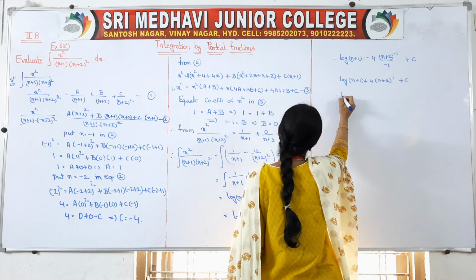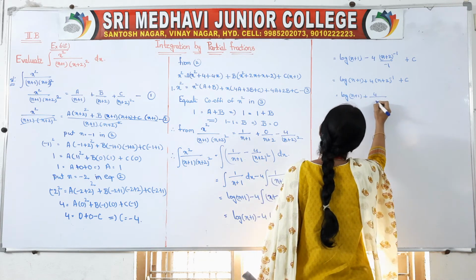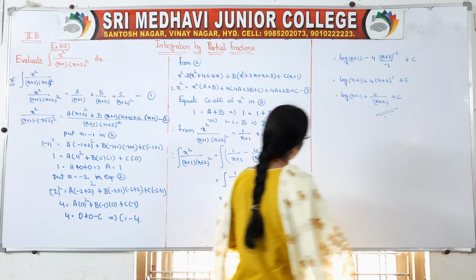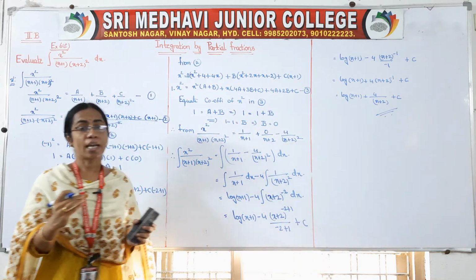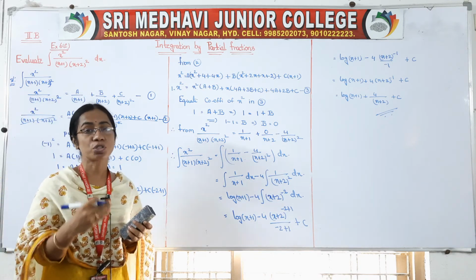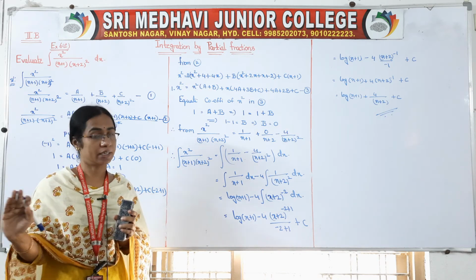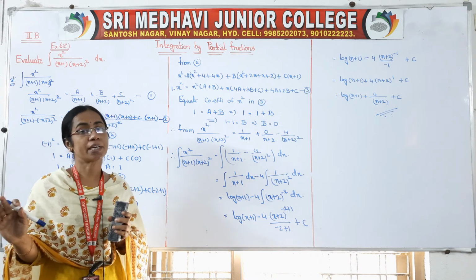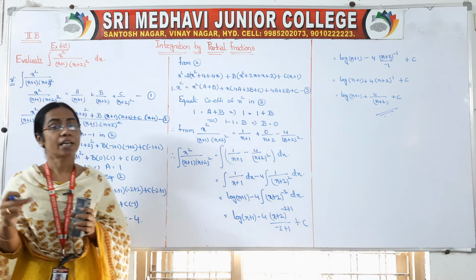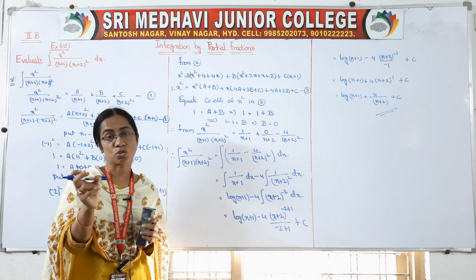Again, this can be written as log of x plus 1 plus 4 by x plus 2 plus c, which is the answer to your question. Actually, in resolving partial fractions according to the given question, we have different methods. If linear factors are different and not repeated, then for each linear factor we take one fraction in the form of some constant by that linear factor, and we have to find all those constants.